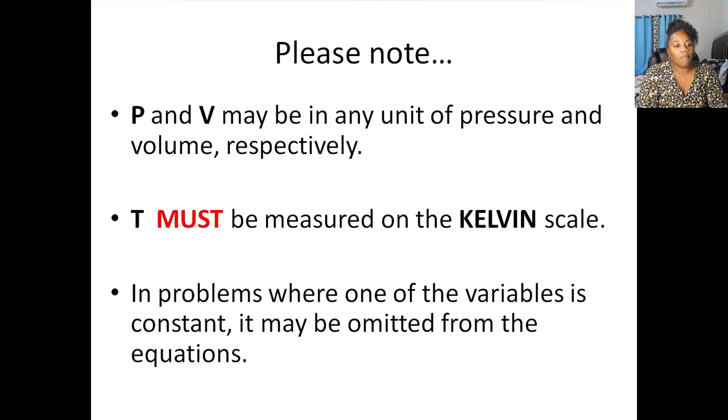Please note, P and V may be in any unit of pressure and volume respectively. For pressure, you may have millimeters of mercury, atmospheres, torr, or pascal. For volume, you may have cubic centimeters, cubic meters, and anything cubic. Now T must be measured on the Kelvin scale. So if you're given units of degrees Celsius, you have to convert to kelvins.